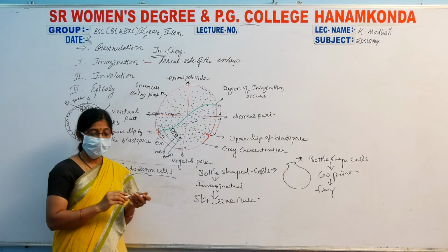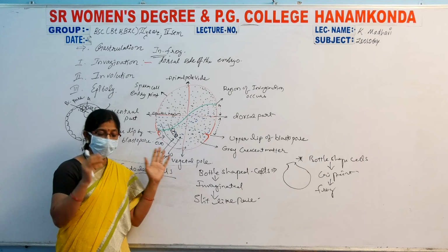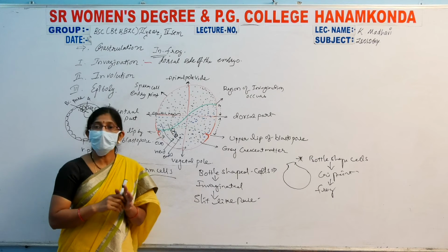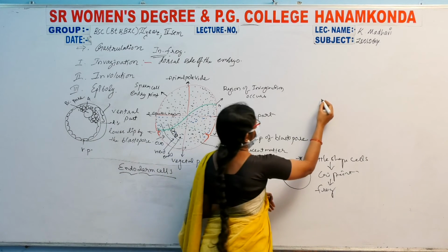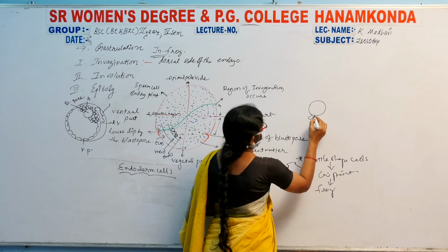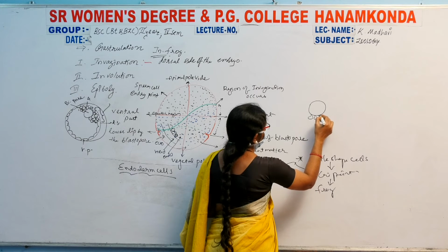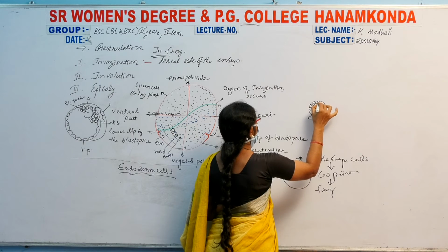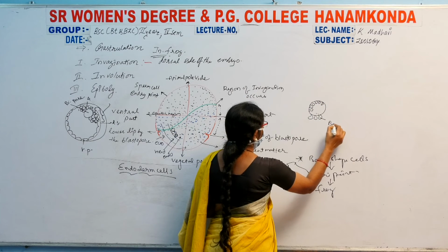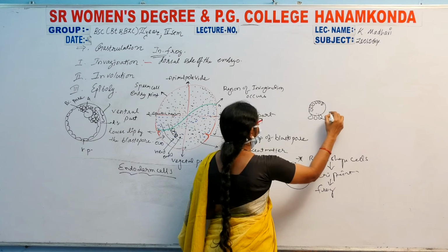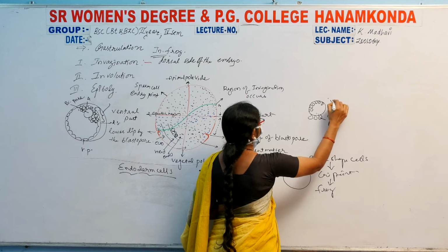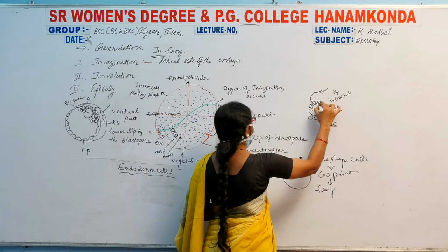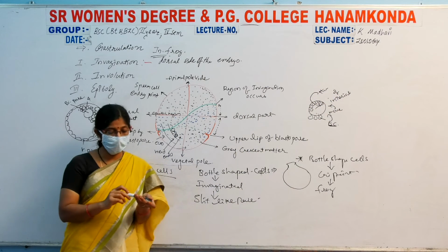And next, bottle cells move into the interior of the embryo. For example, here are the bottle-shaped cells. These cells move into the interior of the embryo. These are the bottle-shaped cells moving into the interior of the embryo.